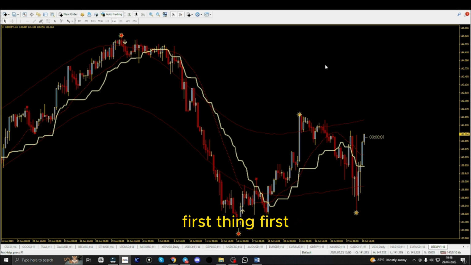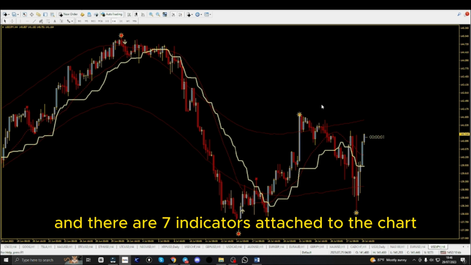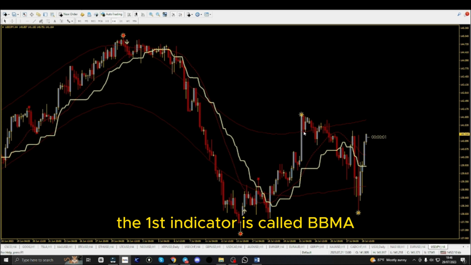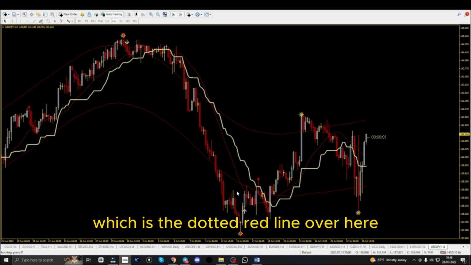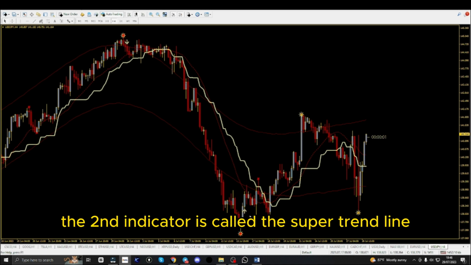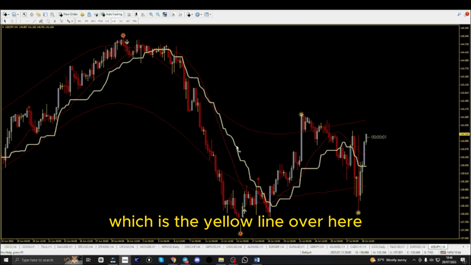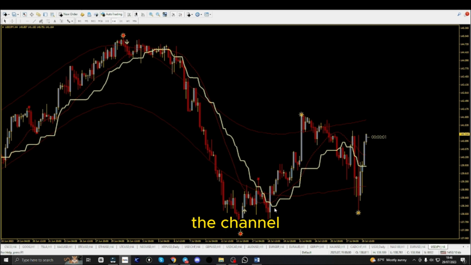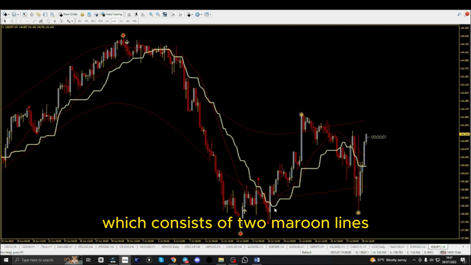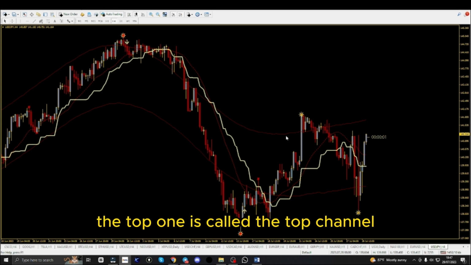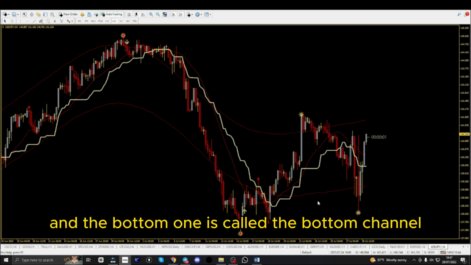First things first, we're using the MT4 chart and there are 7 indicators attached to the chart. The first indicator is called BBMA, which is the dotted red line over here. The second indicator is called the super trend line, which is the yellow line over here. Thirdly, the channel, which consists of 2 maroon lines. The top one is called the top channel and the bottom one is called the bottom channel.